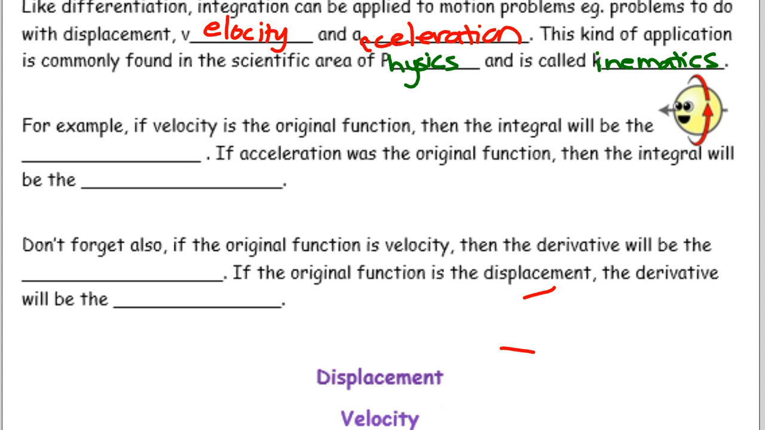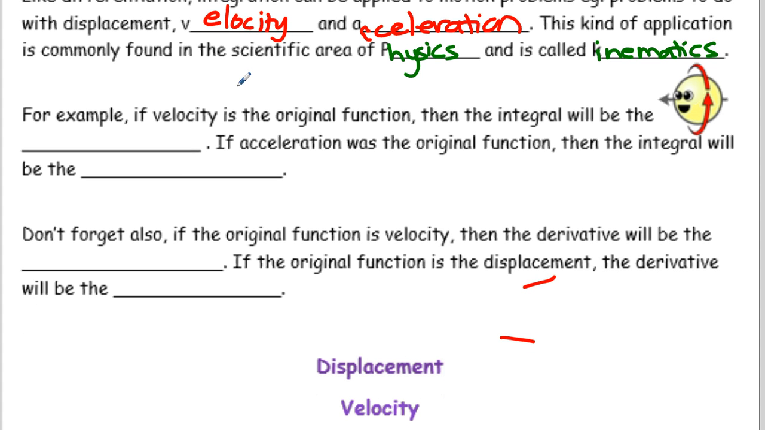For example, if velocity is the original function, the OG function, then the integral will be the displacement. It'll be the next one up. Yep, displacement.